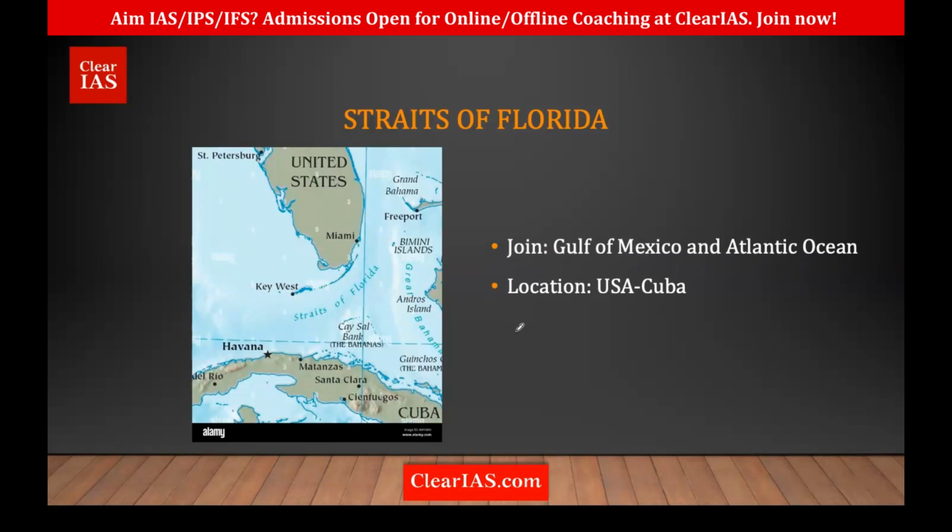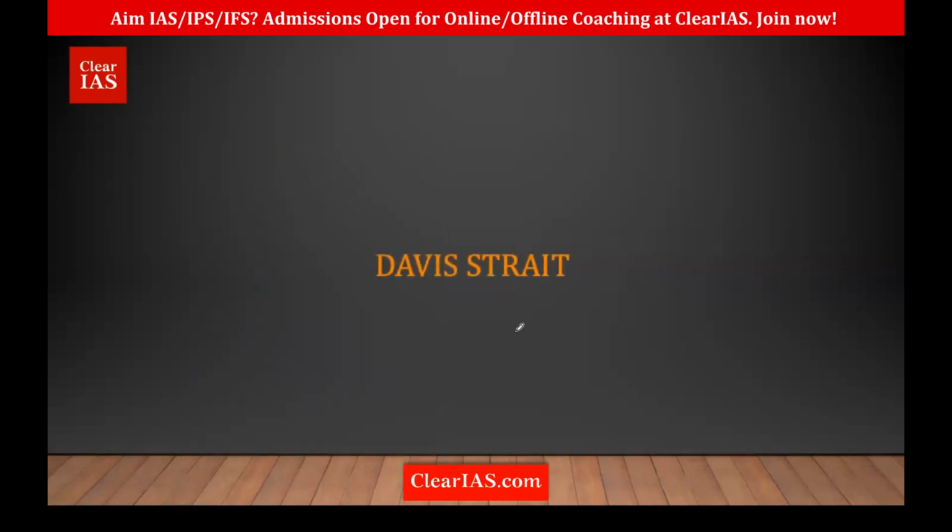So that is the Strait of Florida. Remember which bodies it connects: Gulf of Mexico and Atlantic Ocean, and it is located between the USA and Cuba. Then we also have the Davis Strait. Don't get confused with Dover Strait. Okay, Strait of Dover. This is Davis Strait.